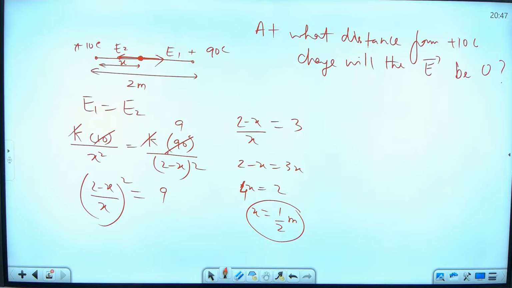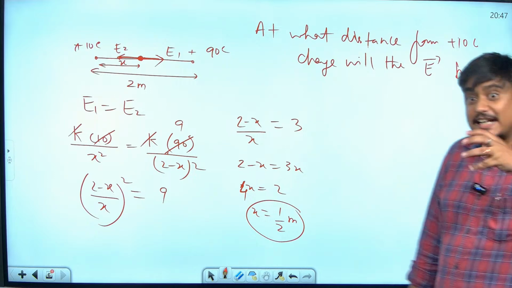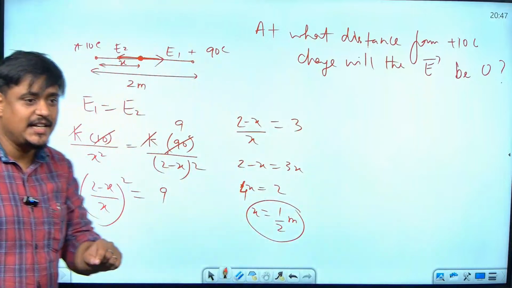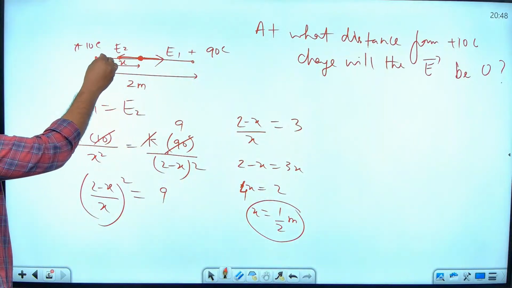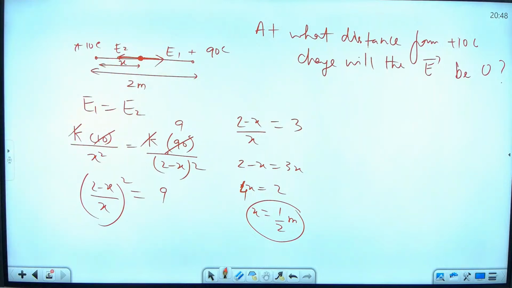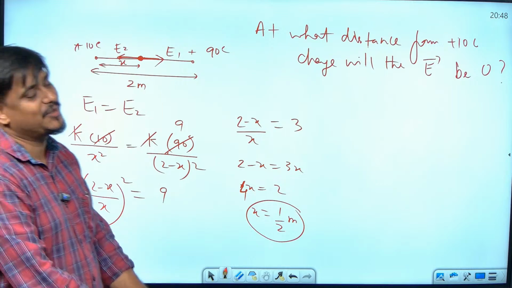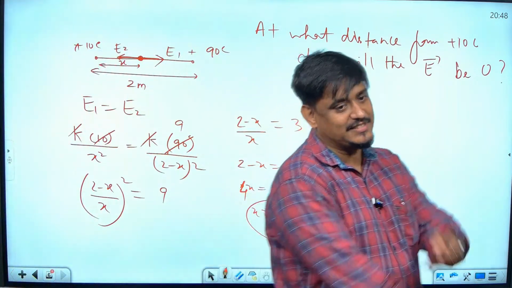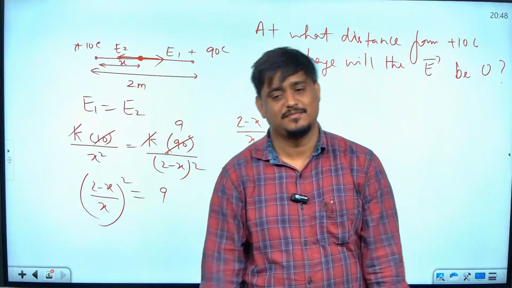Is it clear to you? So the charge will be static there. It can't move, the charge will stay there. Understand the logic now. If I keep a charge here, it will move. Here it will move. But if you keep it exactly at 0.5 meter from plus 10 coulomb, it won't move. It will be static, the fields cancel. Static equilibrium.